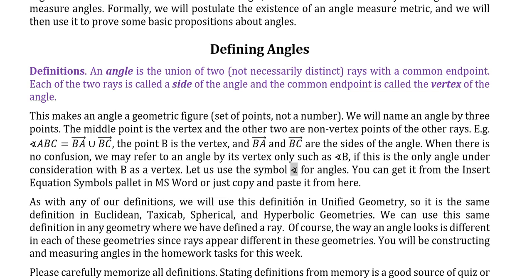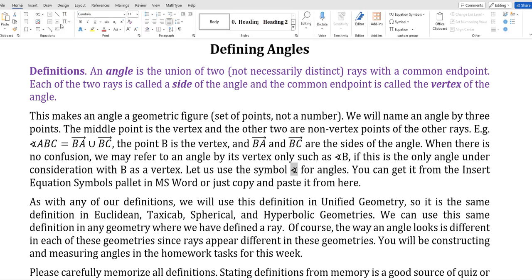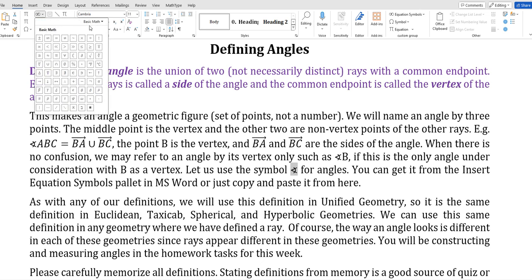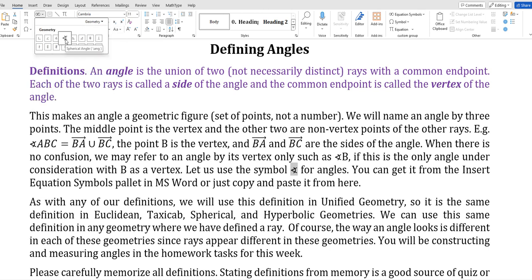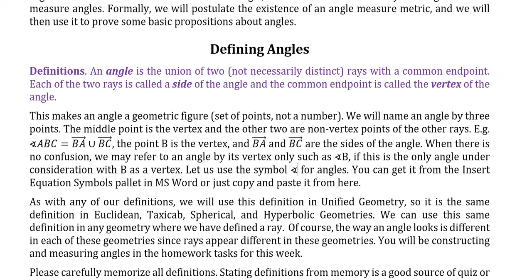As far as working with Word, you can get it from the Insert Equation Symbols palette in Word. Let's see if I can actually pull that up. I have mine set up to where it's right here. We can go down to Geometry, and there's the symbol right there. So you just click on that, and you'll insert the symbol. Or of course you could just copy and paste this here if you have my actual document.